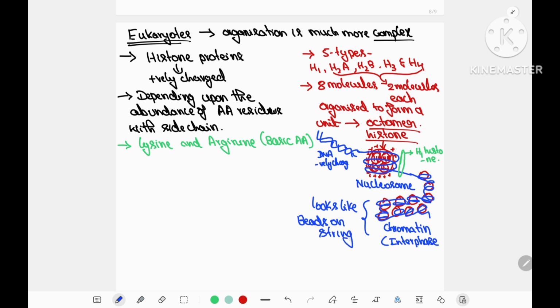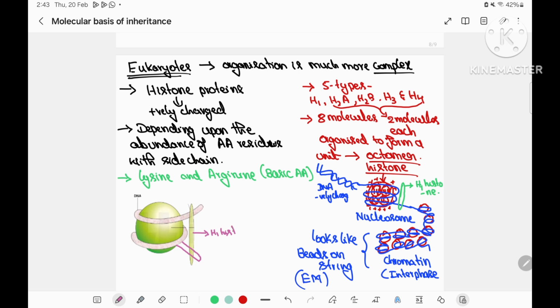And when we observe this chromatin under the electron microscope, it just appears like beads on a string. In your NCERT, the diagram of the nucleosome is given, which represents a core of histone proteins and DNA coiled around it, and the DNA present between the nucleosomes is supported by a subunit called H1 histone. This is very important for 2-mark theory exam diagrams, and competitive exams may ask a diagram-based question.